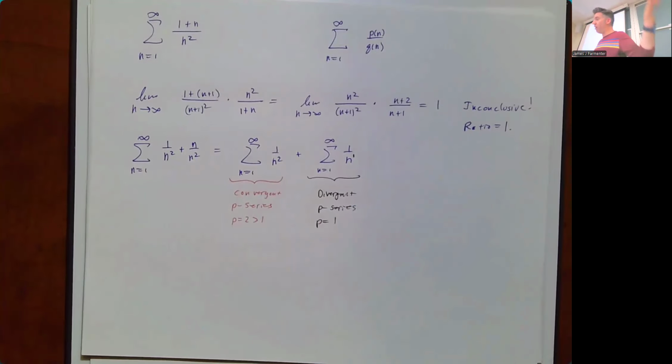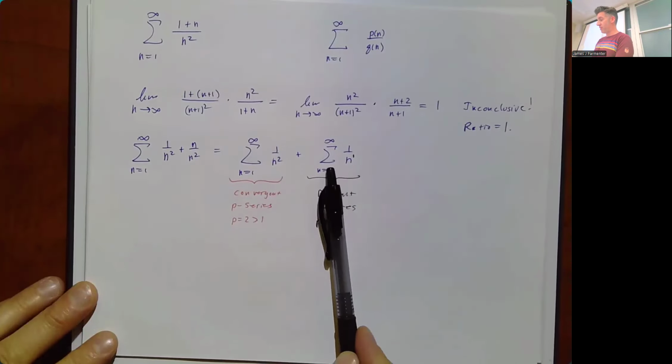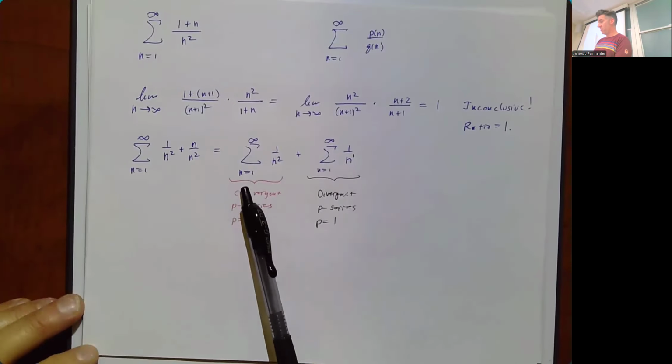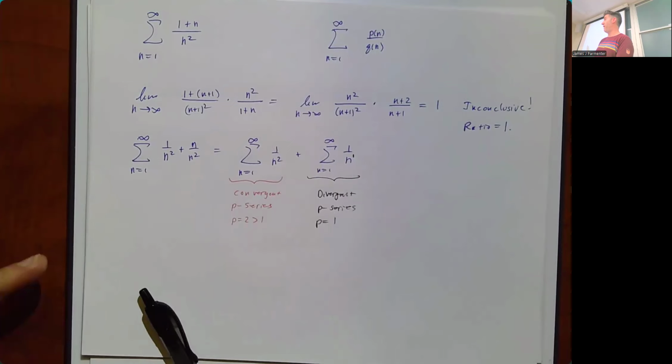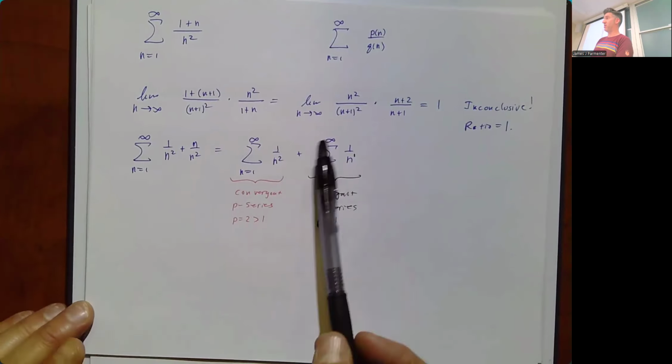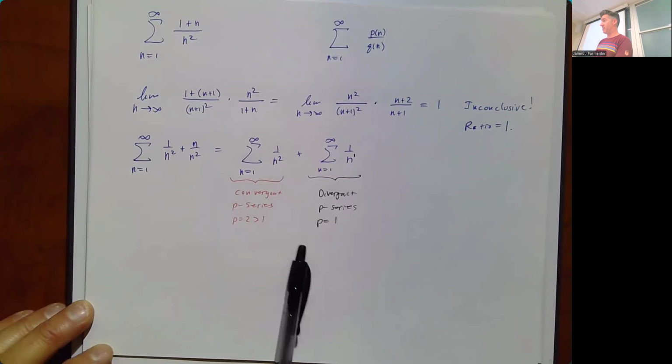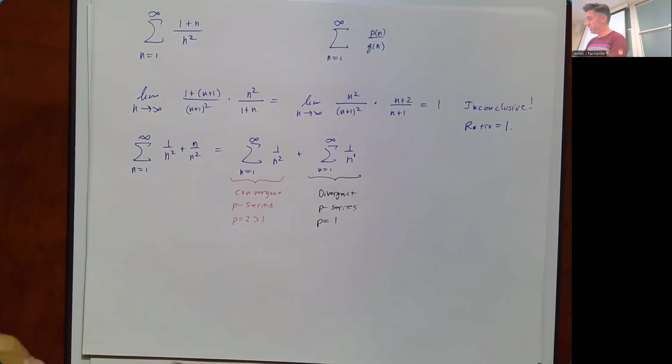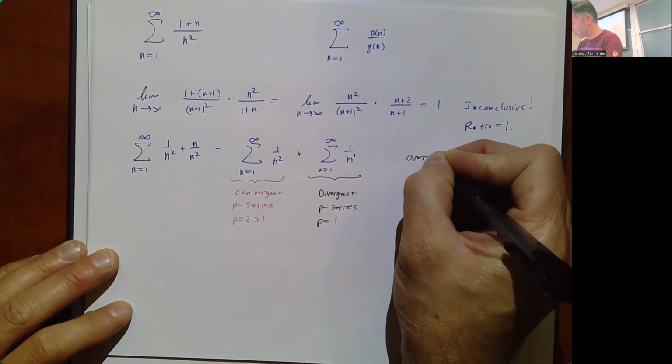So what does it mean overall? It means the whole thing diverges. Because if you have a divergent thing plus a convergent thing, well, the convergent thing just adds up to some finite value, but the divergent thing is still diverging even if you add 7 to it. So this is overall divergent.